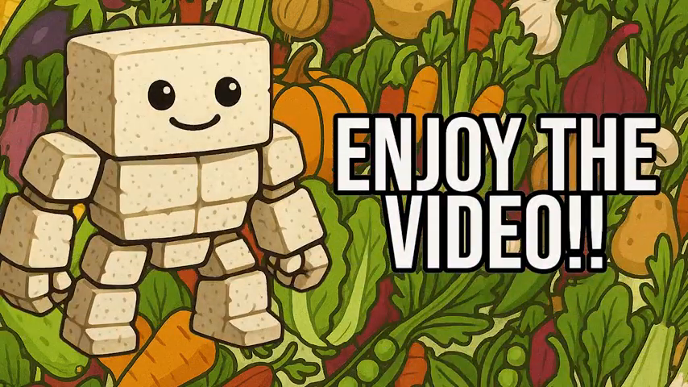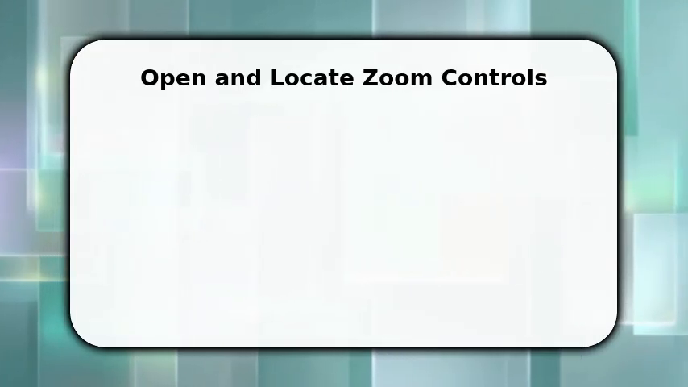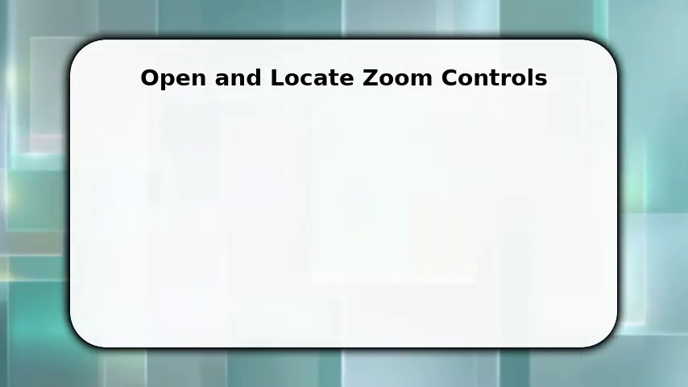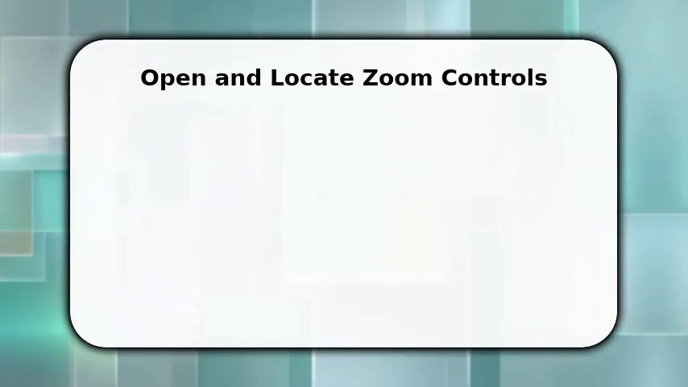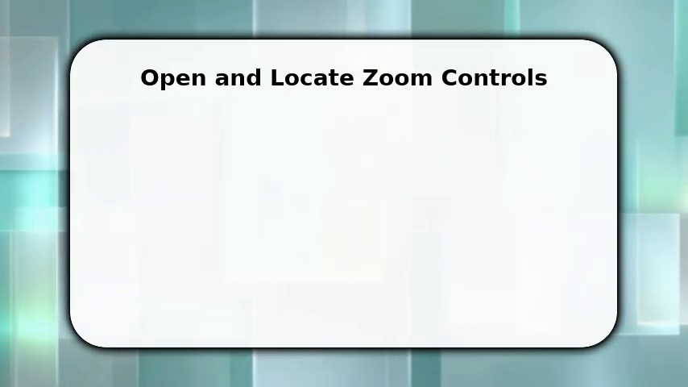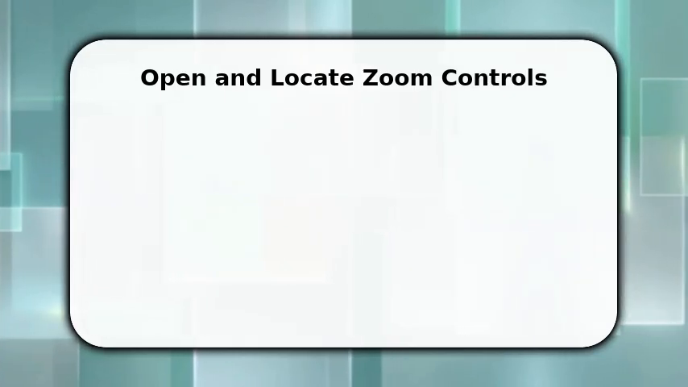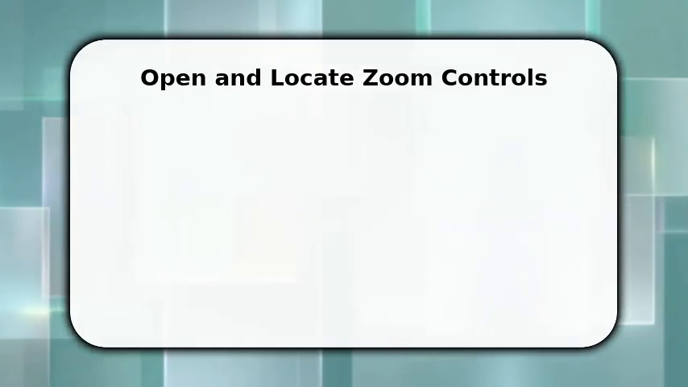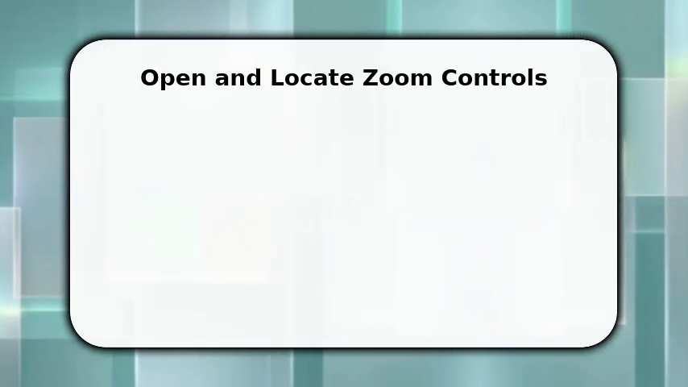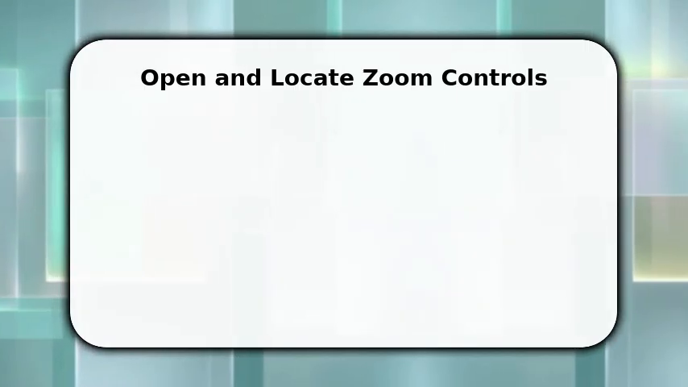Please enjoy the video. You start by opening the workbook and choosing the sheet you want to view. Once done, look to the bottom right status bar for the zoom slider. That's the fastest control. You can also go to the View tab and click Zoom, or use Control plus your mouse wheel to change zoom smoothly. Make sure to pick a target like 100% for standard view, larger for detail, or a custom percent if you need a precise scale for printing or presentation.